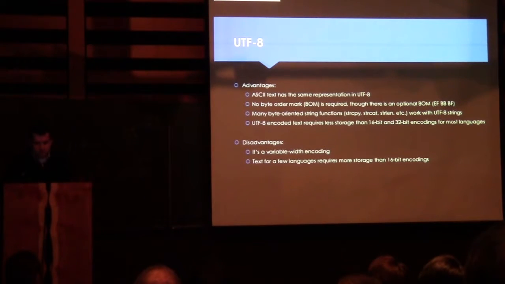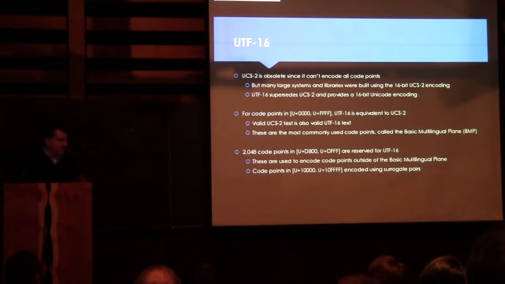So we have this problem, though, that UCS2 is obsolete. It can't encode all the code points. Nobody should ever do anything with UCS2 ever again. But there are a lot of large systems and libraries that were built using the 16-bit UCS2 encoding because, at the time, especially in the early 90s, that was Unicode. That was good enough. As we saw, the Unicode standard even said this is plenty of code points to represent everything. So a number of big examples that people here are likely to run into.